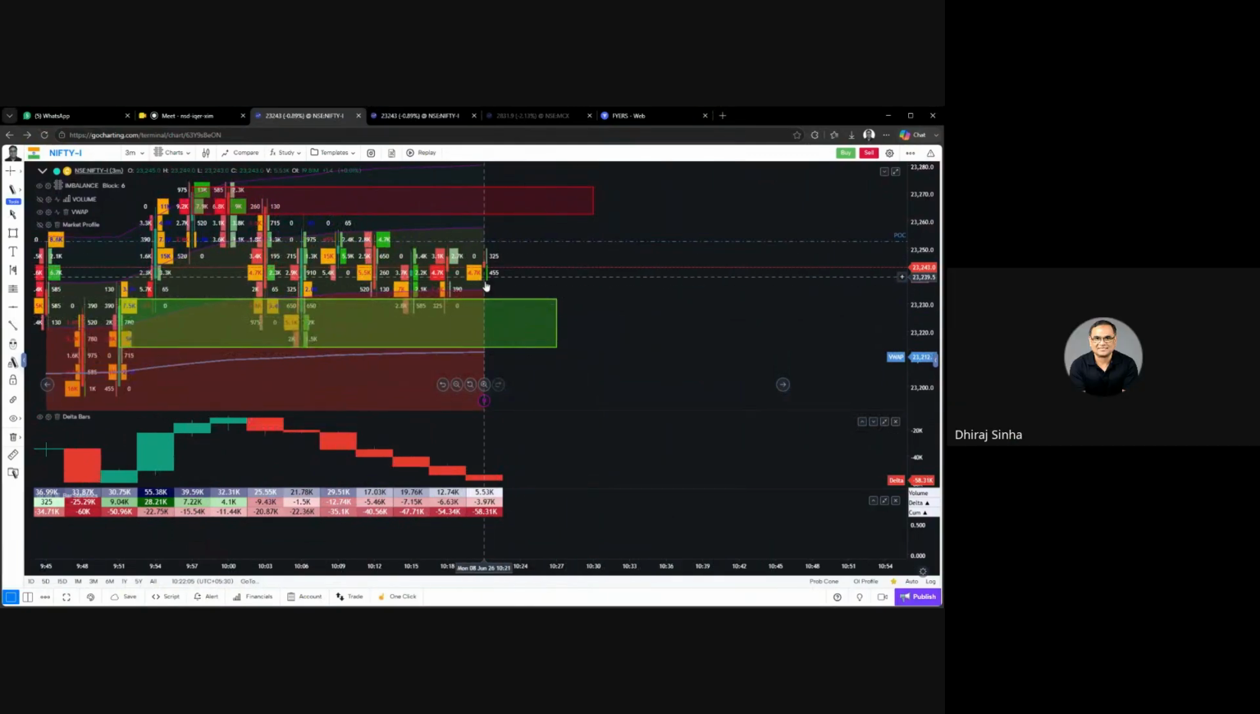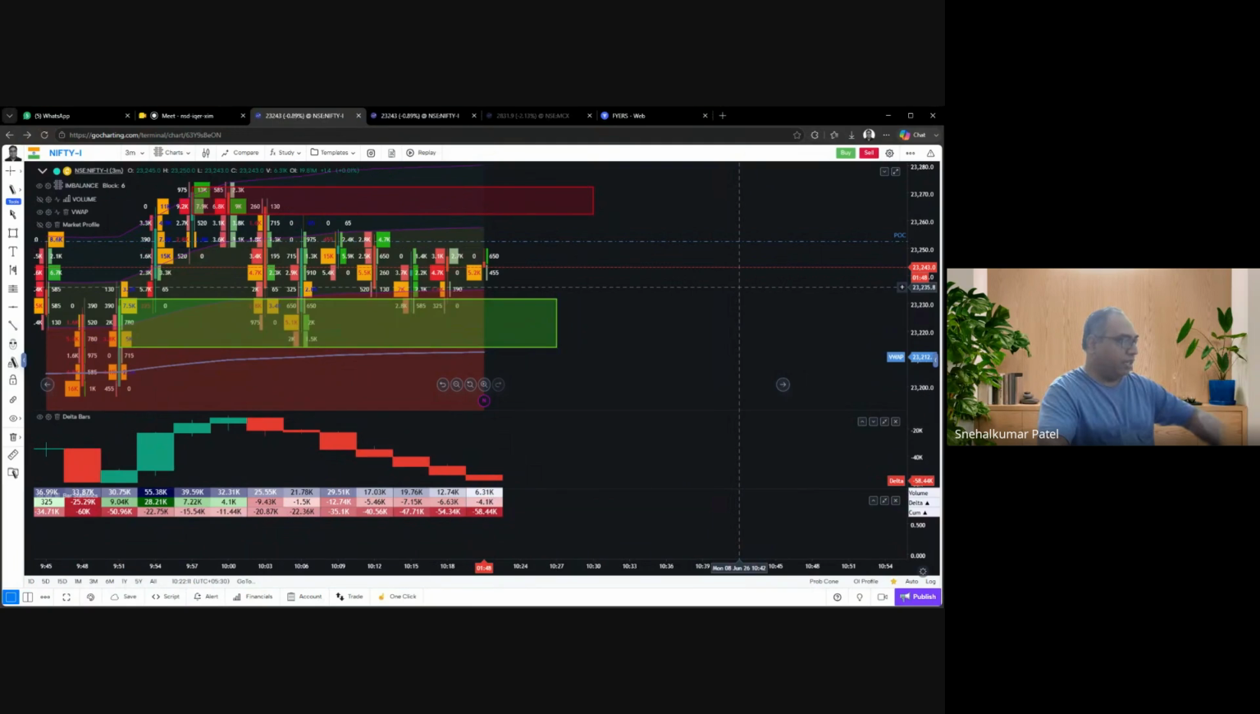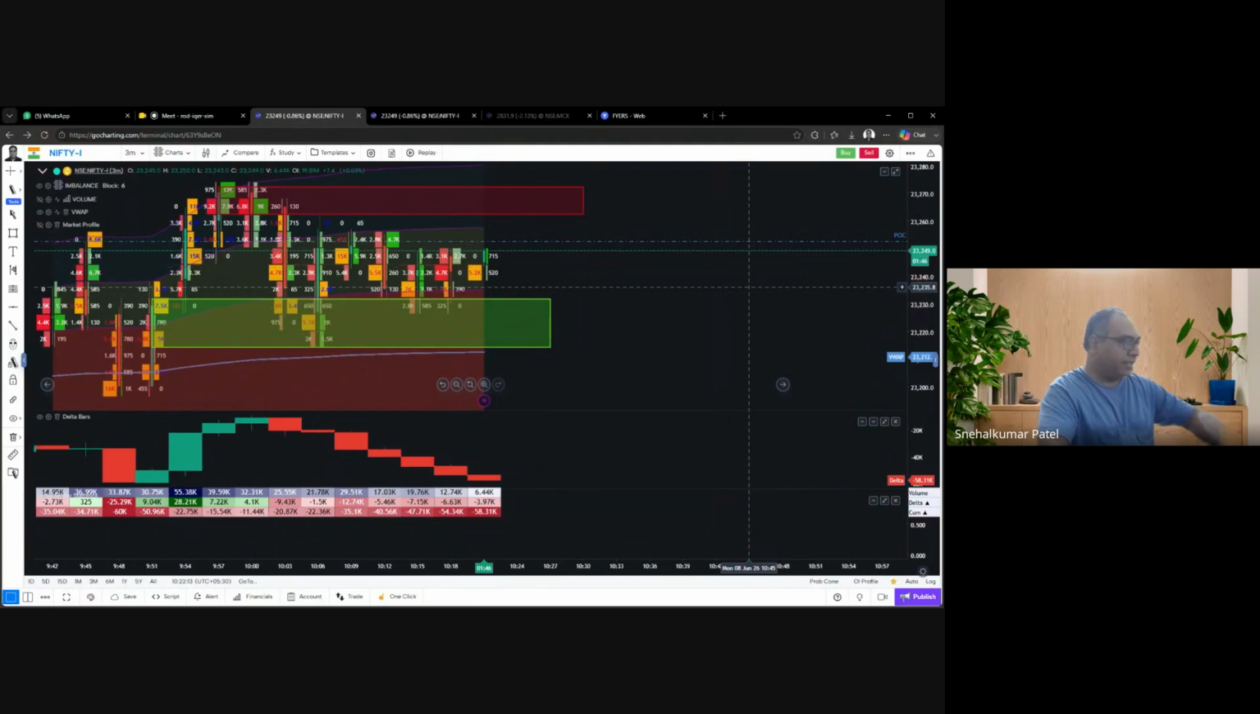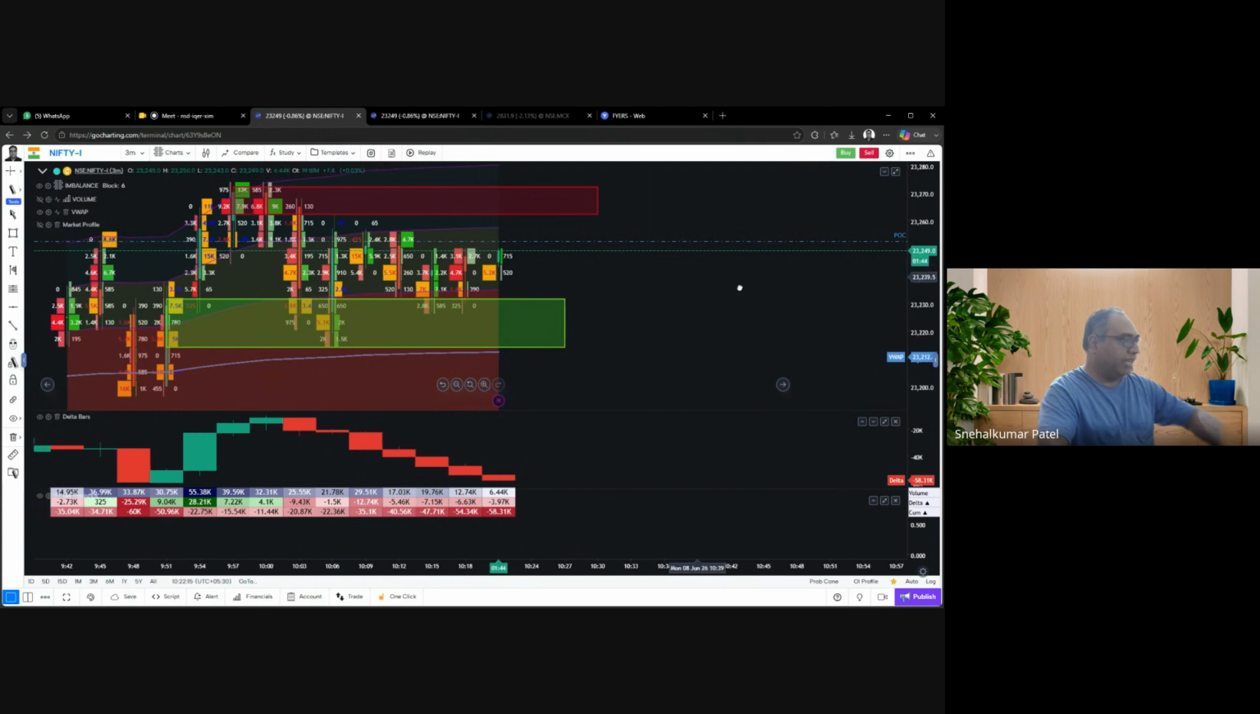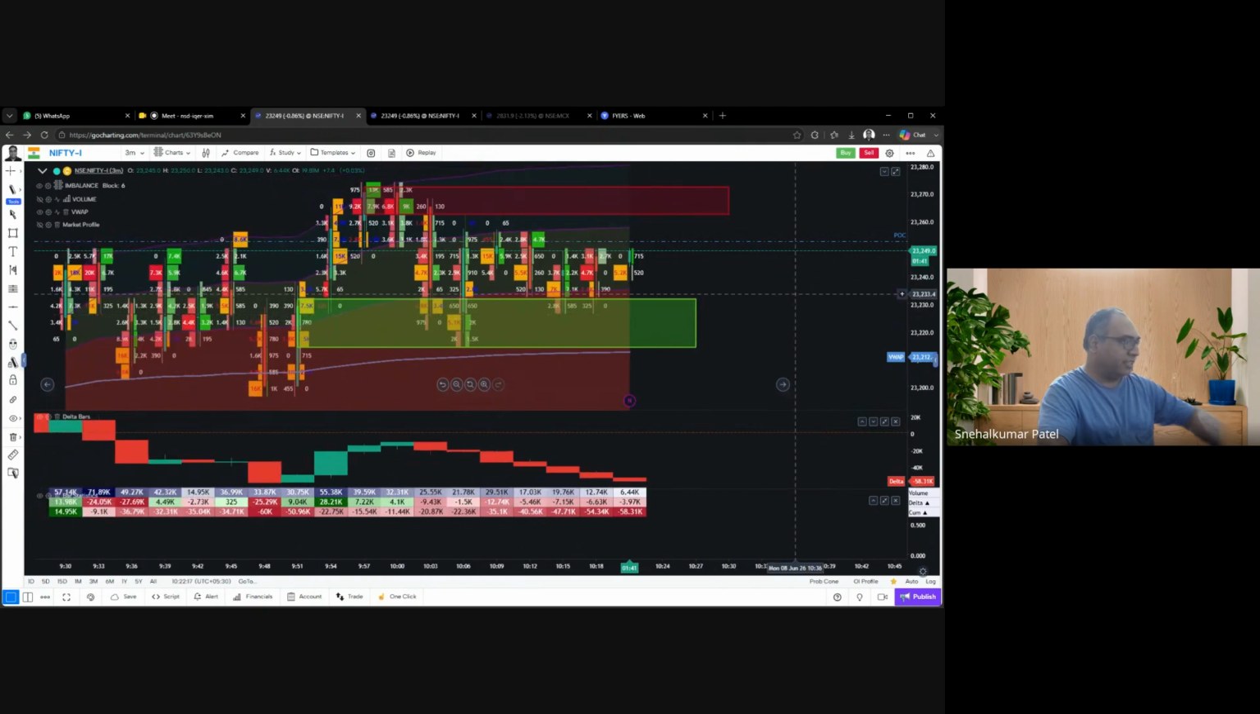Can one say that when such a scenario is there, one can do non-directional strategies, because there is no clear direction? Yeah. If you are an option seller, you should be looking at non-directional strategies in this scenario. Sure.